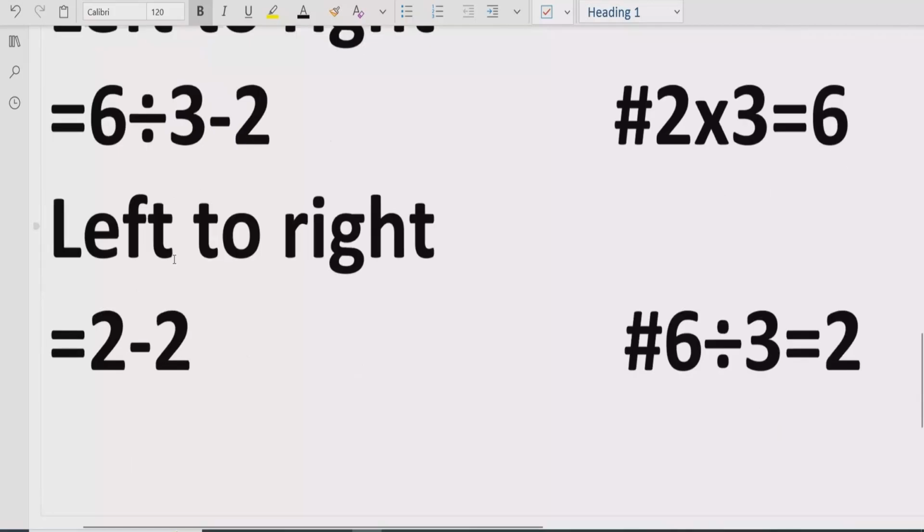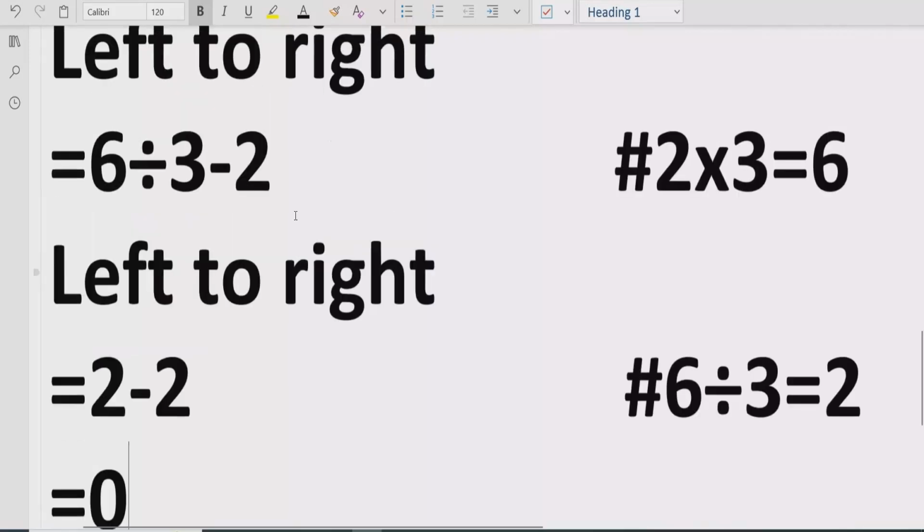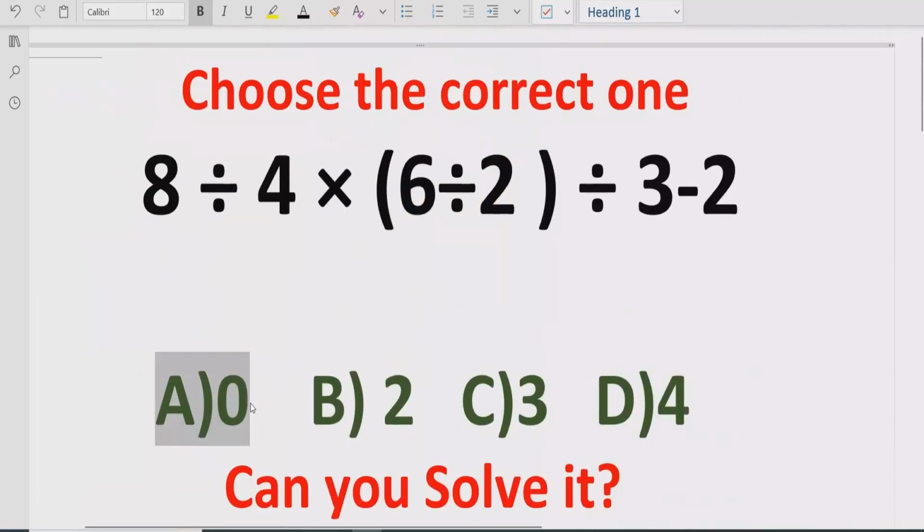Now we have two terms which are subtracting each other. So we subtract both of them and the answer is 0. If you see the answer list, answer A is the correct answer of this expression. So I hope you understand how you can solve the given expression using the PEMDAS and BODMAS methods and find out the correct answer. So that's it for today.